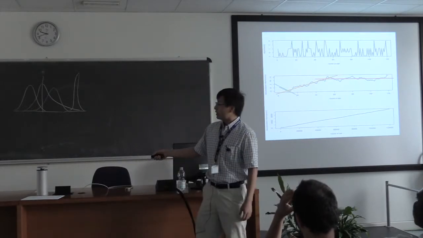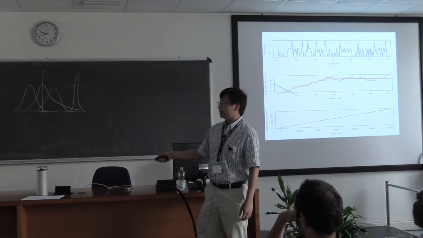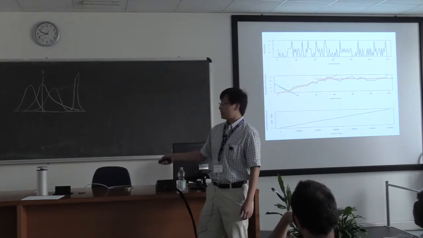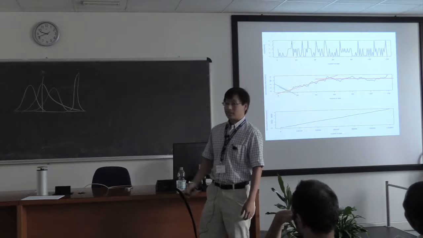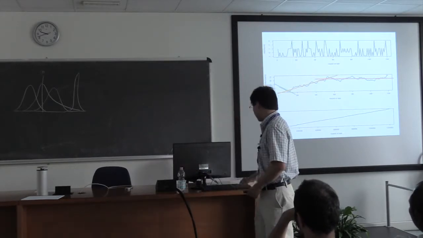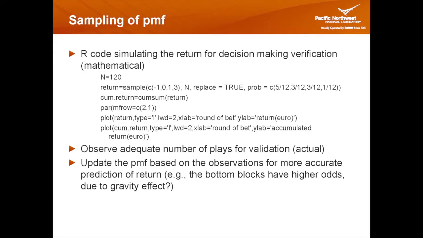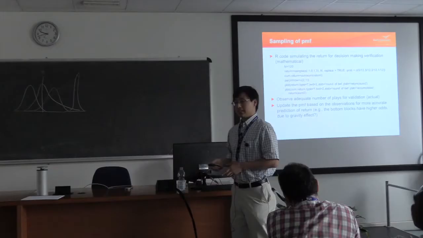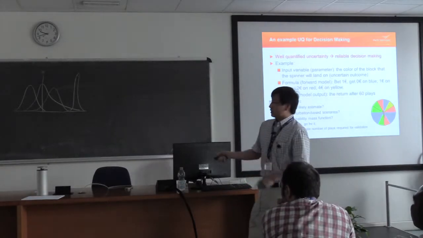So if you have enough data, theoretically, you will have a pattern like this. With 120,000 plays, you will know your model is correct, by assuming this probability density function for the 4 different outcomes. So the two messages: one is you need to observe an adequate number of plays or time periods for validating your model. And you can update your probability mass function if you have such observations.